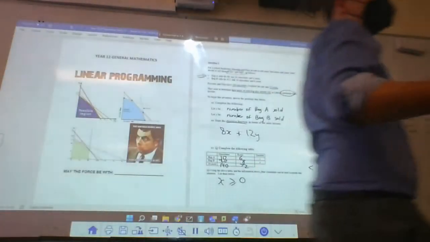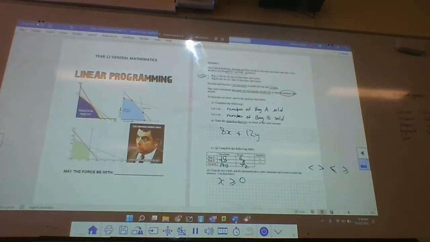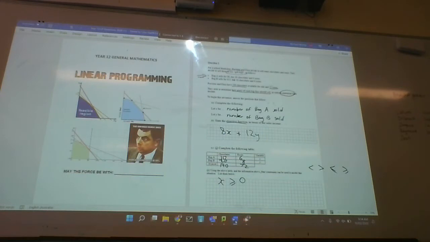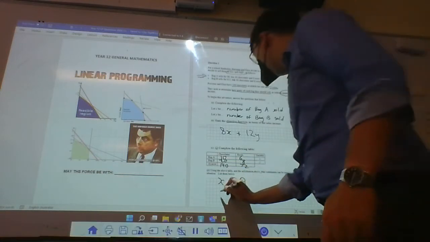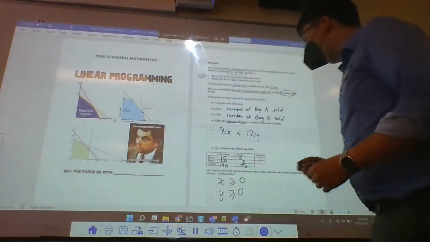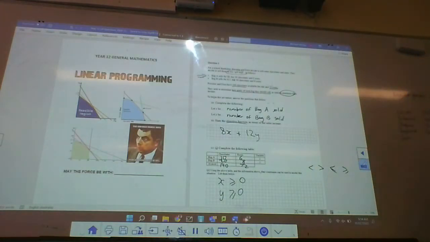Are you able to copy this down? So X has to be greater than or equal to 0. What else? What's another constraint? Y's got to be greater than or equal to 0 as well, because the scenario tells us that. You can't sell a negative number of bags. It's got to be positive.